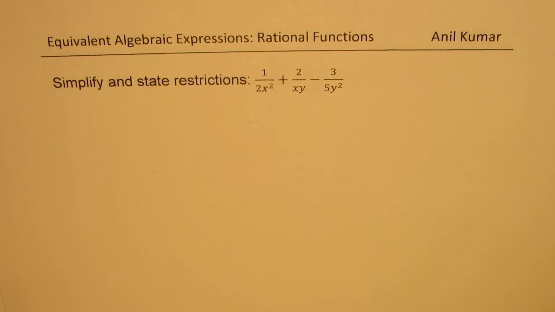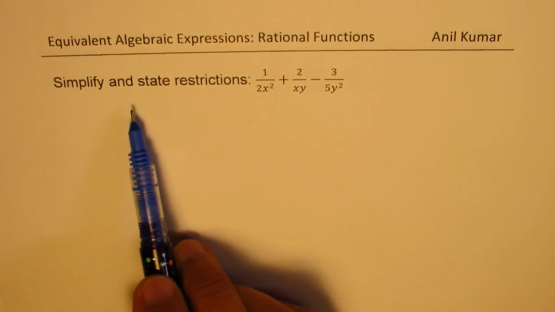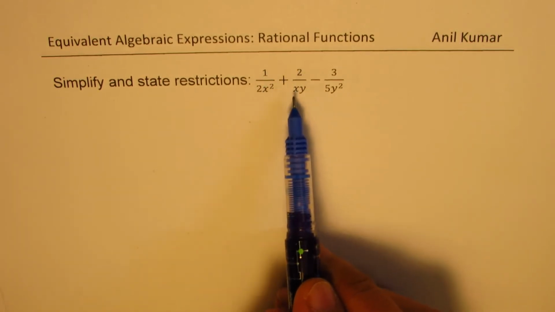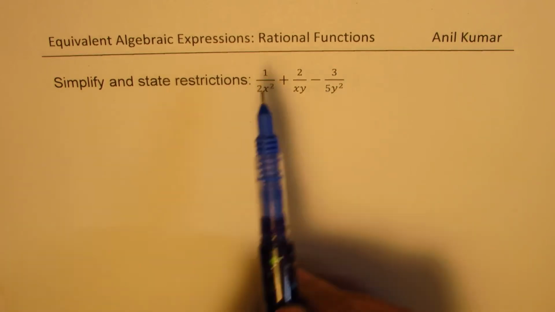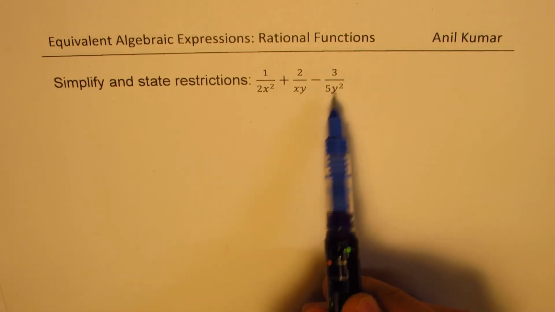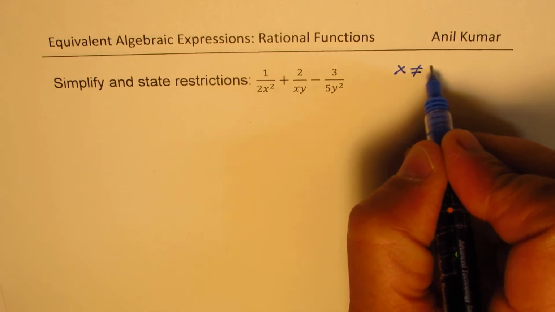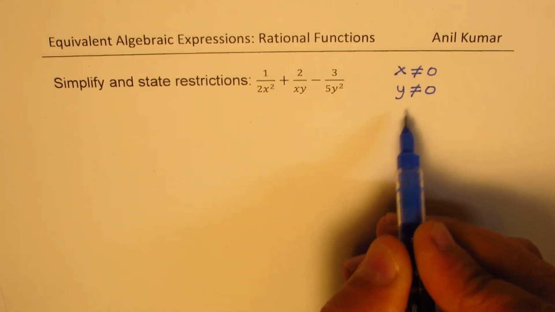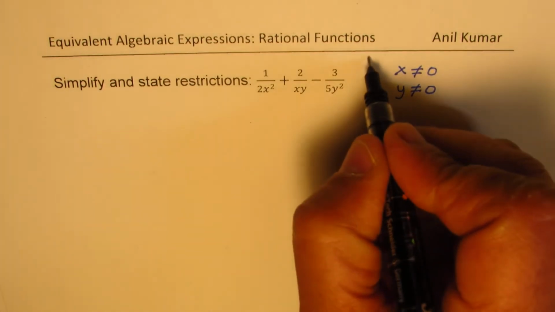Now we are going to apply the strategy learned in this particular case. We'll simplify and state restrictions: 1 over 2x squared plus 2 over xy minus 3 over 5y squared. Well, for any rational expression, the denominator cannot be 0. So the restrictions here are that x is not equal to 0 and also y is not equal to 0. So these are the two restrictions for us. So first thing, let us state the restrictions.